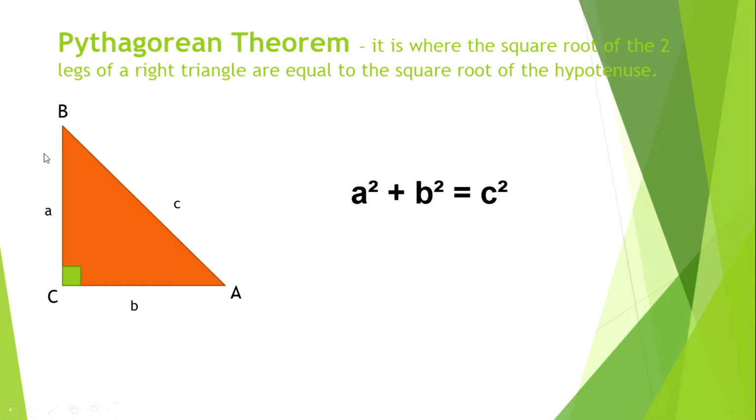What is the Pythagorean Theorem? It is where the sum of the squares of the two legs of a right triangle is equal to the square of the hypotenuse. So it basically means a squared plus b squared equals c squared, wherein c is the hypotenuse and a and b are the legs. Very simple.